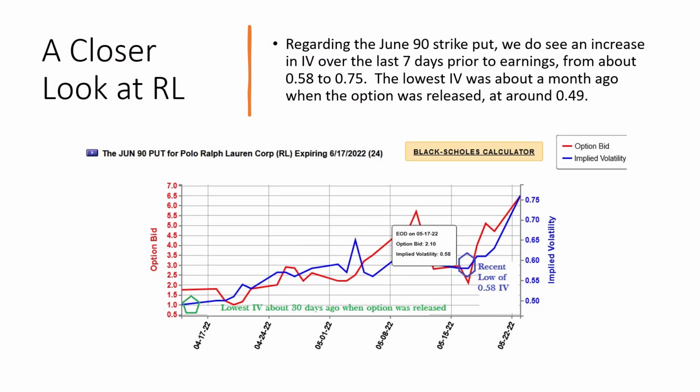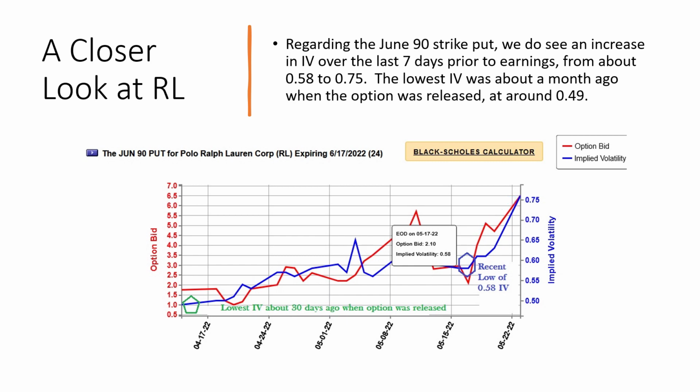Delving deeper into RL, that June 90 strike put that Scott looked at, we do see a relative increase in the last 7 days leading up to the earnings on May 23rd. Near low on 5/17, 6 to 7 days before earnings, was at 0.58. And then there was a steep increase in implied volatility up to 0.75.